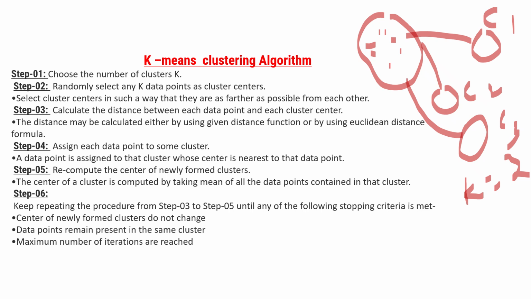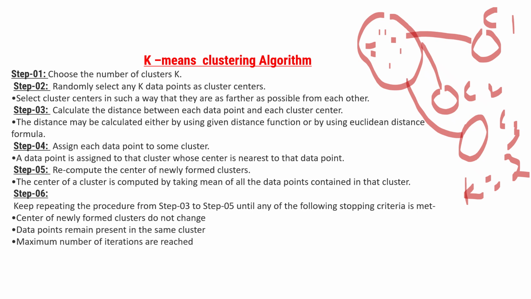Now we'll see the algorithm. In the first step, we have to choose the cluster number. Sometimes the cluster number may be given in the problem itself. In such a case, we can take the k value as it is. If k equals 2, we have to divide the original data set into 2 clusters.